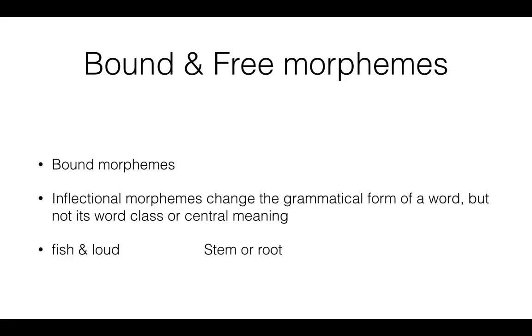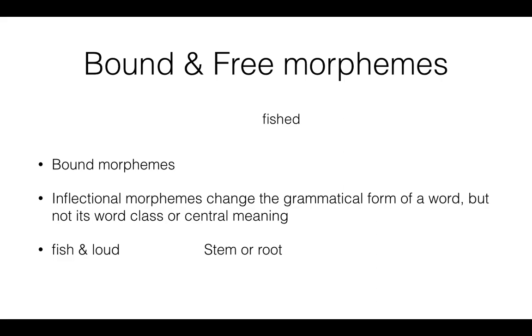Example. We have here two examples, which are fish and loud. We are going to take fish and add inflectional morphemes to it, and the same thing for loud. So let's see. Here, fish, we can add the inflectional morpheme past tense ed. Past tense ed is a kind of inflectional morpheme. So it doesn't change the grammatical category, right? It's a verb and it stays a verb, but the tense changes.